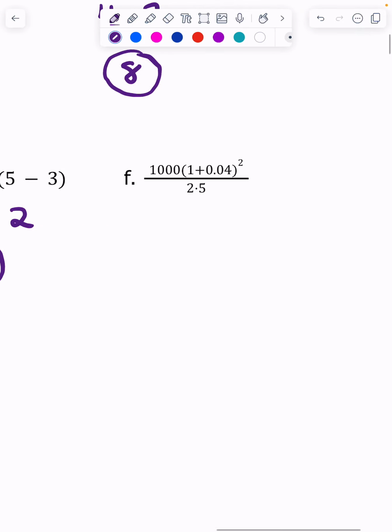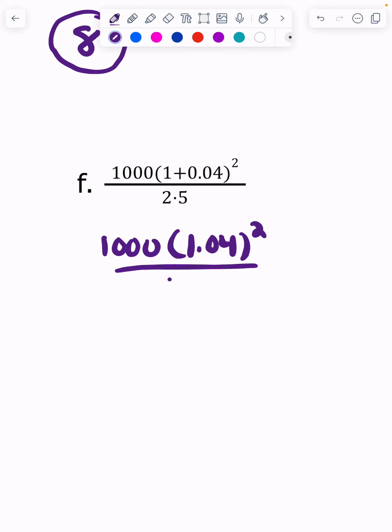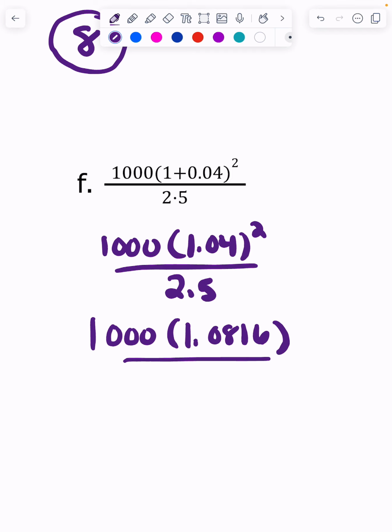F looks like some of your finance formulas. So again, we want to do parentheses first. So that'd be 1.04. And then the other thing that's straightforward are the exponents. So I'm going to do 1.04 squared in my calculator. And I got 1.0816.